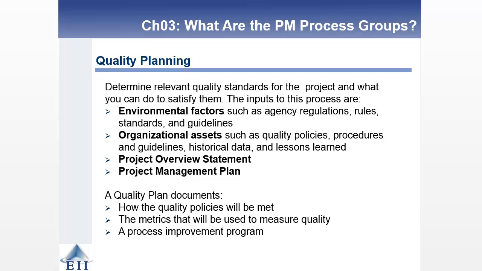Quality planning is where you're going back out and you're building a plan. You're looking at a number of different inputs, such as environmental factors and organizational assets, the culture actually within the organization, a project overview statement that you're going to build, and the project management overarching plan. And the intent here is to set yourself up for success. Answer 3 questions. How are the quality policies going to be met? What are the metrics that can be used to measure that quality? And do you have a process improvement program to continually improve your process?